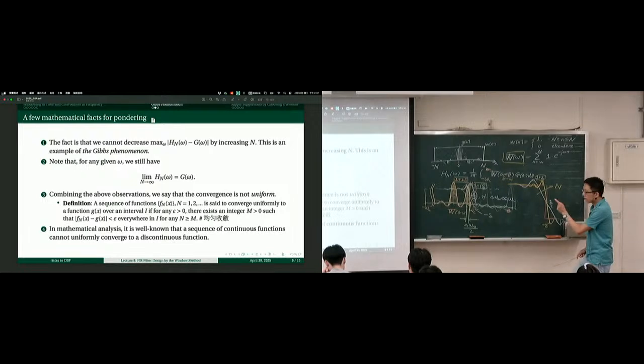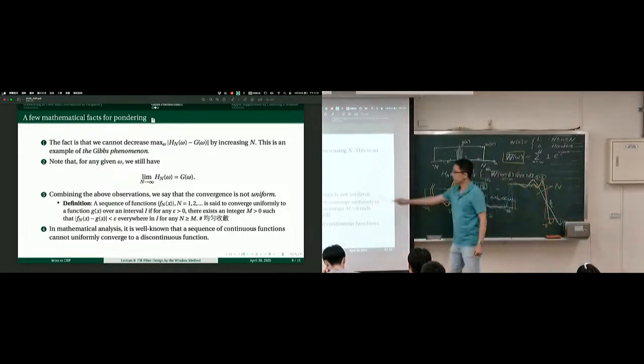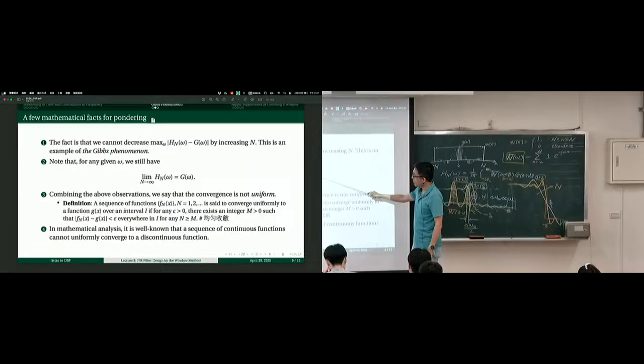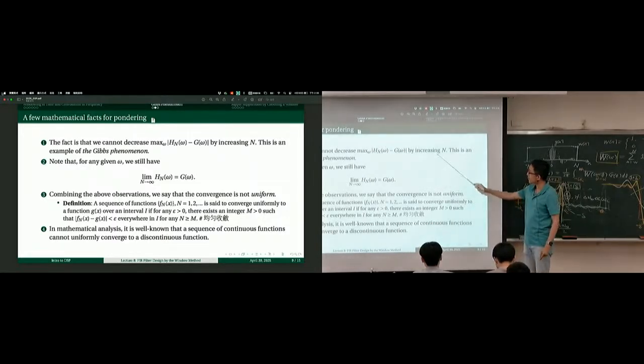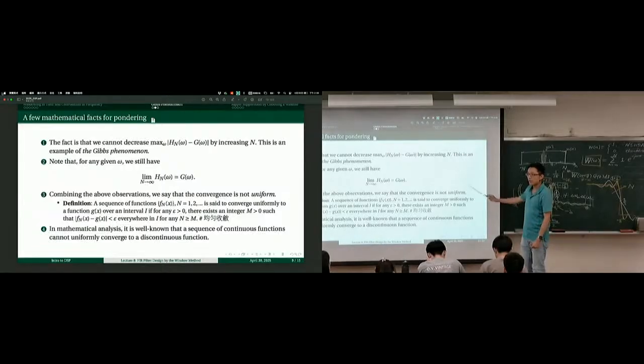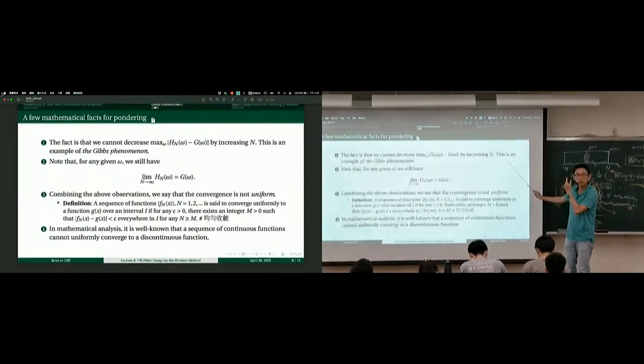Okay, this is correct. But yet we're talking about the maximum approximation error that cannot be reduced by increasing n. So what's going on? These two concepts seem to be in conflict, right? Pointwise convergence, but globally the maximum approximation error is not reduced when we increase n. So there seems to be a conceptual conflict right here. Are you feeling it? There is a conceptual conflict right here.